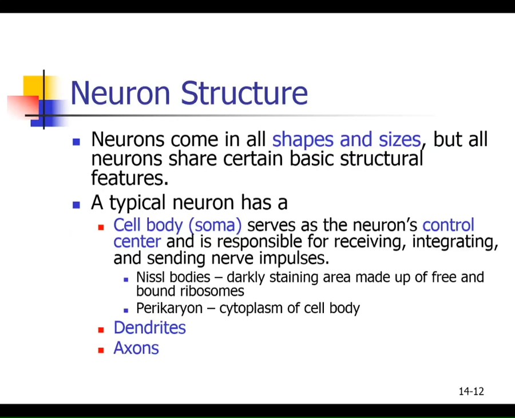So neurons are a unique cell. They're very different than the other cells you've learned about. They have a unique shape, and they have unique features. The average neuron that we're going to look at and love and label this semester is going to have a soma. The soma, there's that soma again, right? We just said somatic meant body. So soma, another term for soma is the cell body.